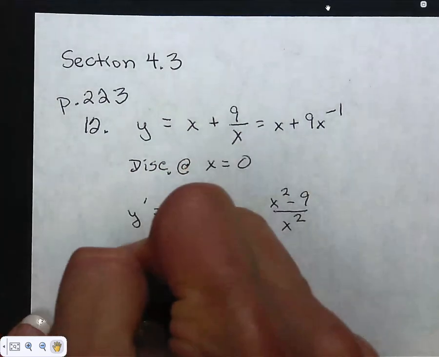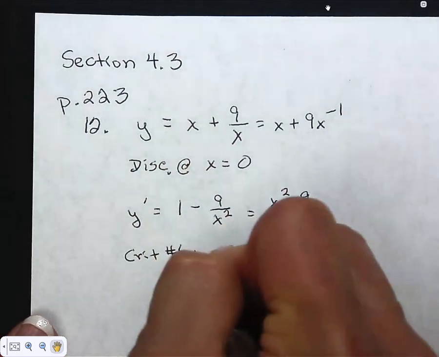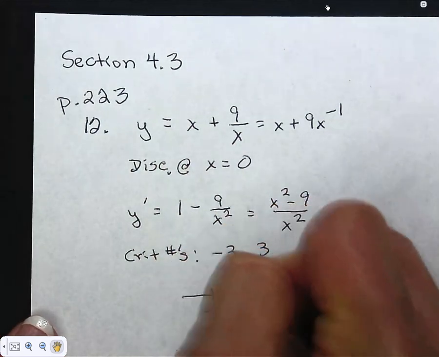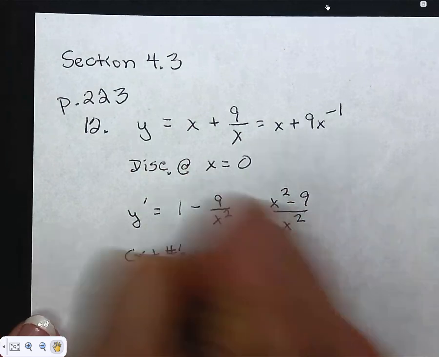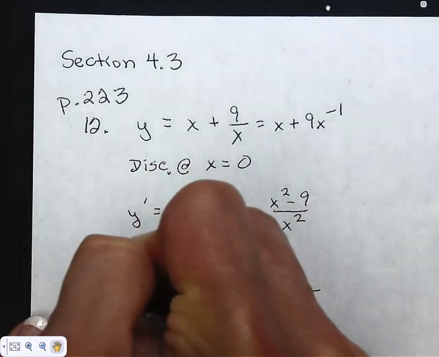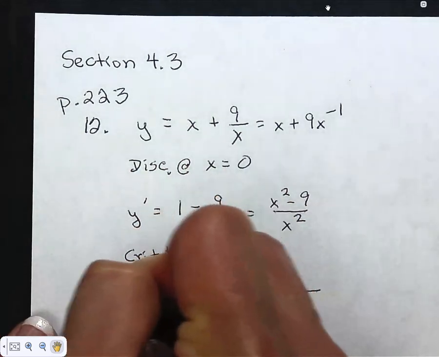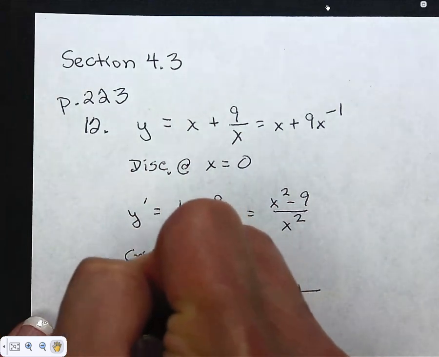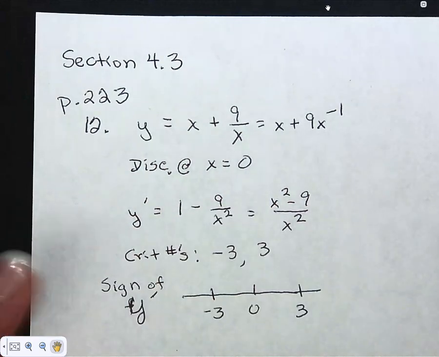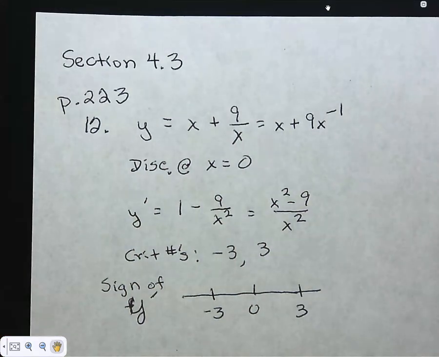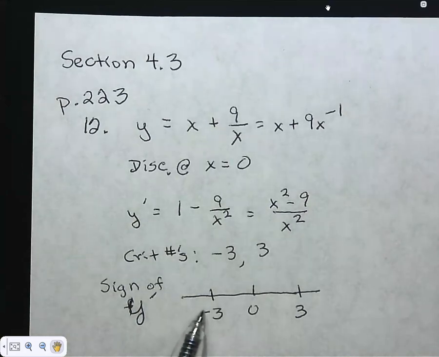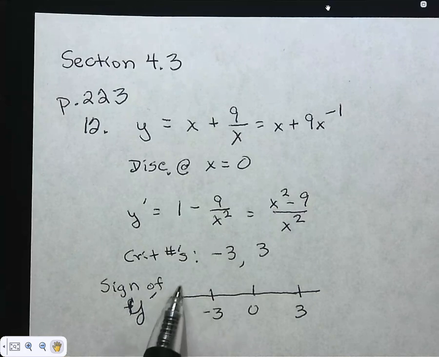So I'm going to put those critical numbers and the discontinuity on a number line, and I'm going to look at the sign of the derivative in each of those intervals. Eeny, meeny, miny, mo, what's your favorite number to the left of negative 3? Oh, you're so boring. Me too.